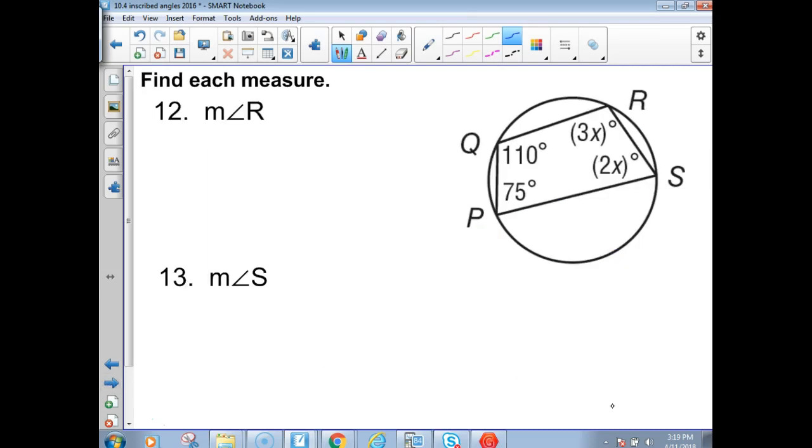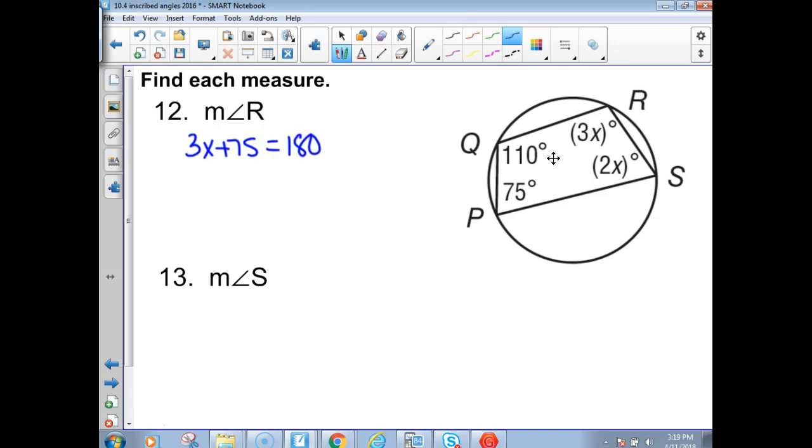All right. Looking at number 12 and 13 for this diagram, there's more than one way to get this job done. So I could have someone tell me how to find the angles probably 3 or 4 different ways. Marilyn? You could do 3x plus 75 equals 180 because opposite angles are supplementary.